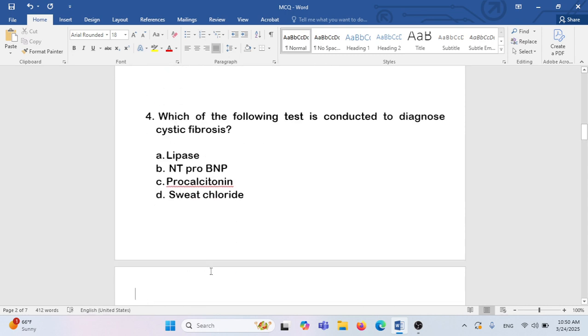Another question, which of the following tests is conducted to diagnose cystic fibrosis? Cystic fibrosis is the disease which affects the cell that makes mucus, sweat and digestive juice. So sweat is here. Sweat chloride test is done for the diagnosis of cystic fibrosis.